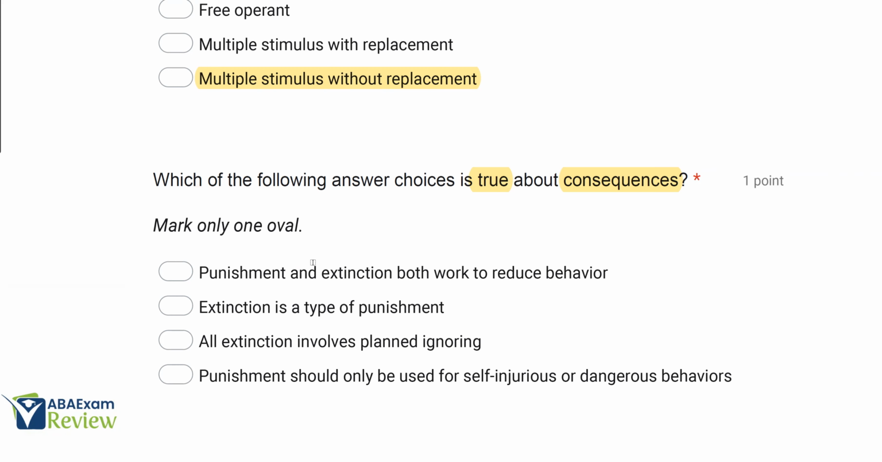B, extinction is a type of punishment. We know that's not true. Don't make that mistake. C, all extinction involves planned ignoring. Well, not if it's tangible, right? Tangible involves not giving the item. That's a mistake a lot of people make. Just because you're using extinction doesn't mean you're using planned ignoring. And then D, punishment should only be used for self-injurious or dangerous behaviors. Well, not necessarily, right? Punishment is often our last choice, but it can be used in many, many situations. What is true is punishment and extinction both work to reduce behavior.